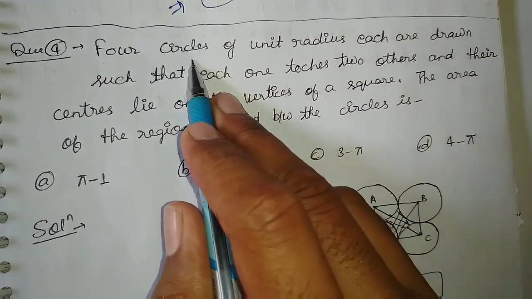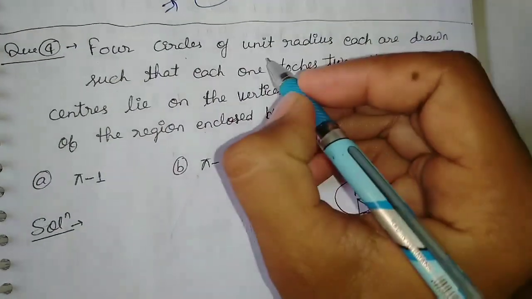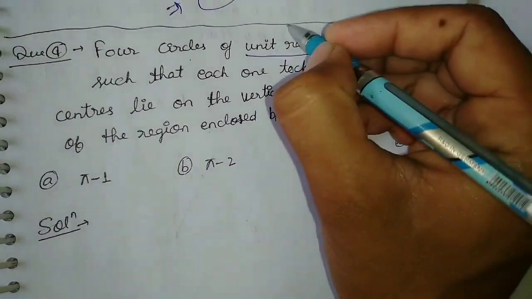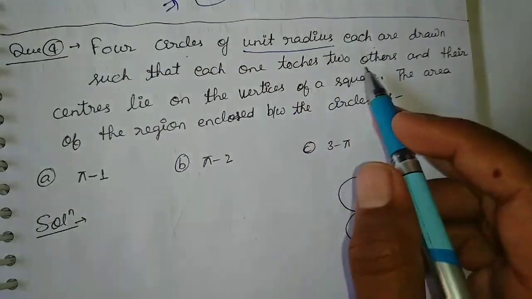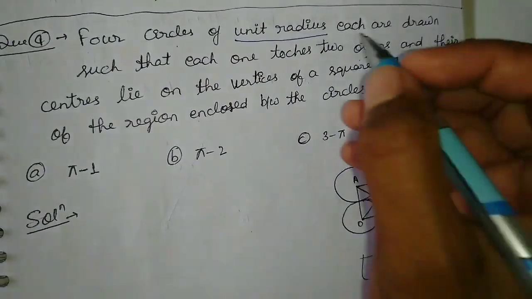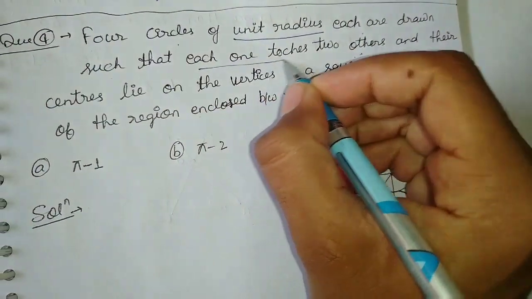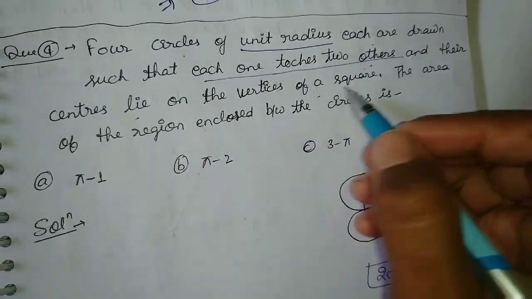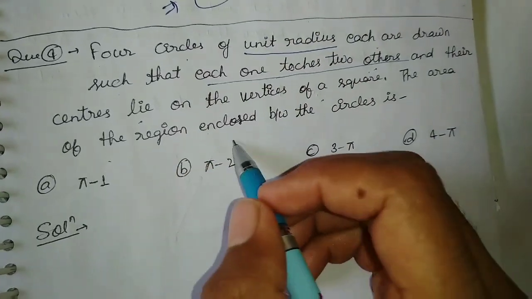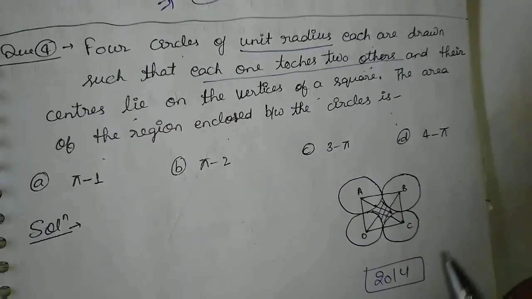It is given that 4 circles of unit radius. Unit radius means radius is 1. Each is drawn such that each one touches 2 others, and their centers lie on the vertices of a square. The area of the region enclosed by the circles is.